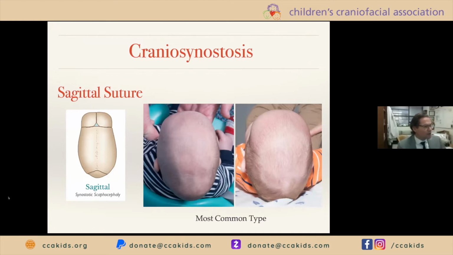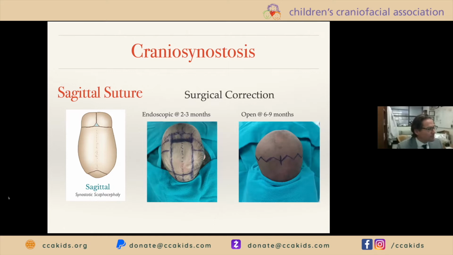If we're going on to the specific treatments of craniosynostosis, we'll start with the most common, which is sagittal suture craniosynostosis. Like I mentioned before, the sagittal suture is the one right down the middle, and it is fused early, and therefore you have a very long and very narrow head. You can see examples in the pictures on the right. For surgical correction, there are two options. One is an endoscopic technique that we do at 2 to 3 months of age, and the other is an open technique that we usually do at about 6 to 9 months of age.